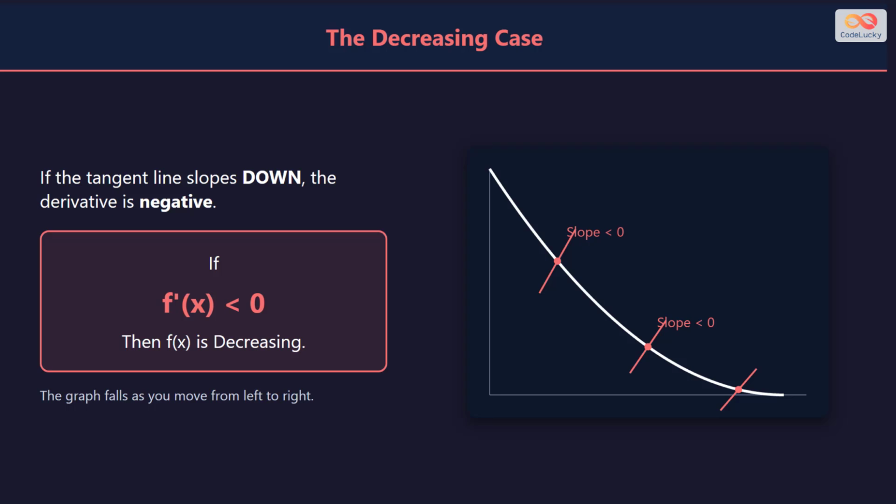Conversely, if the tangent line slopes downward, the slope is negative. This leads to our second rule. If f prime of x is less than 0, the function is decreasing. It is falling as we move to the right.